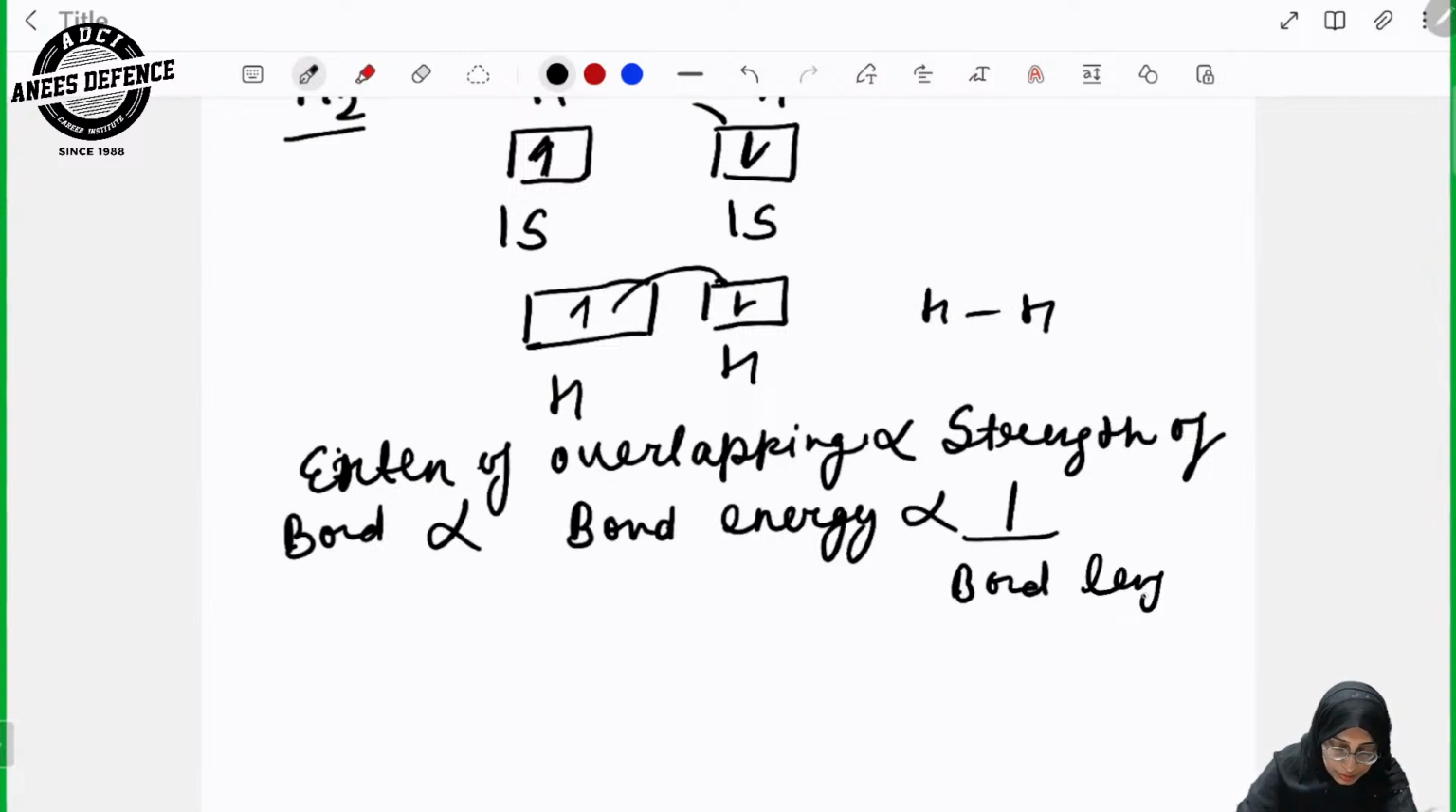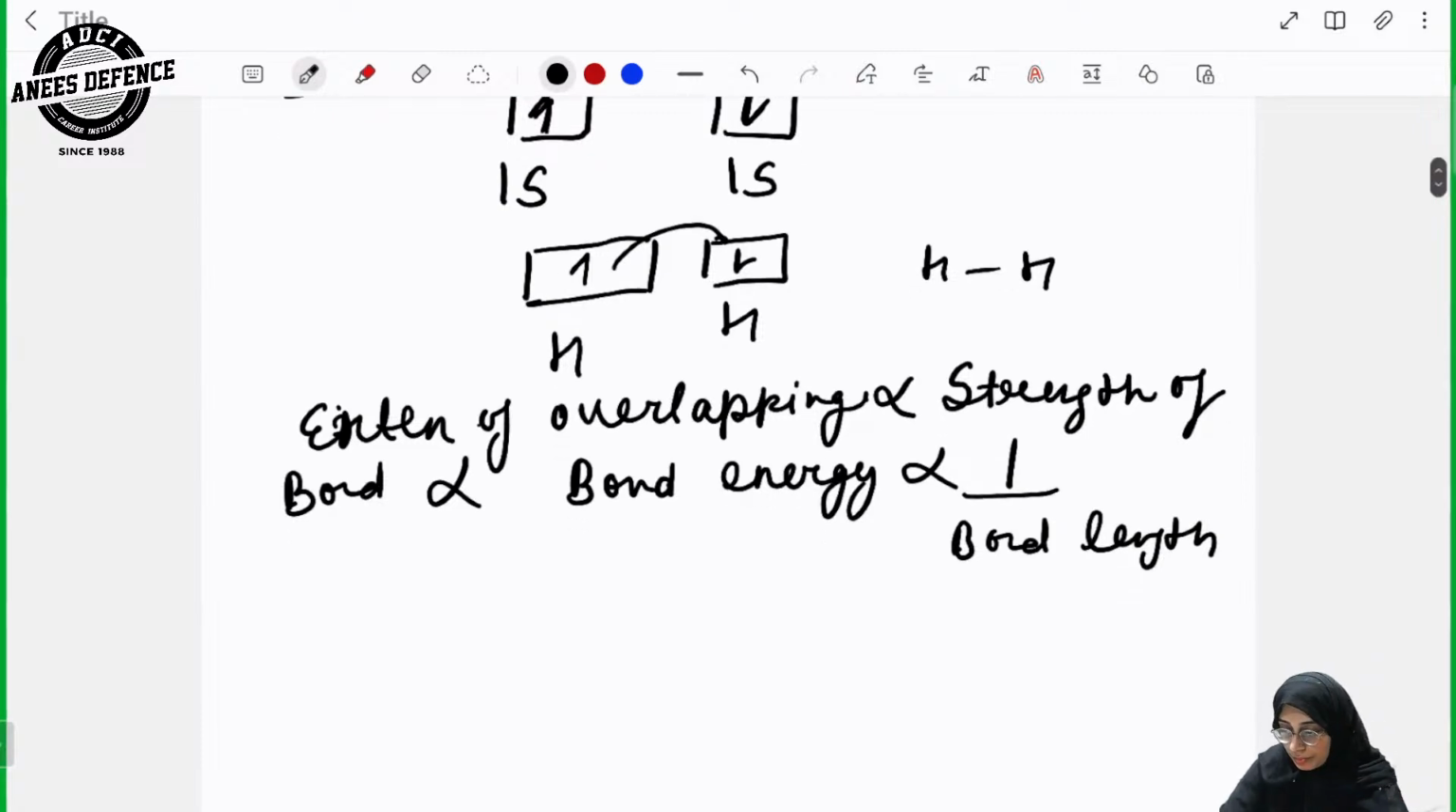Are you getting me? The more the extent of overlapping, the more is the strength of bond, more will be the bond energy. And when the bond energy is more, the bond size will become less. Bond length will become small. Understand?